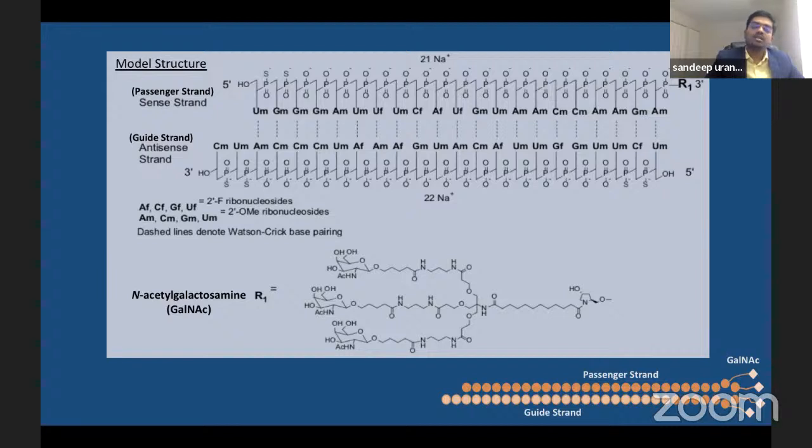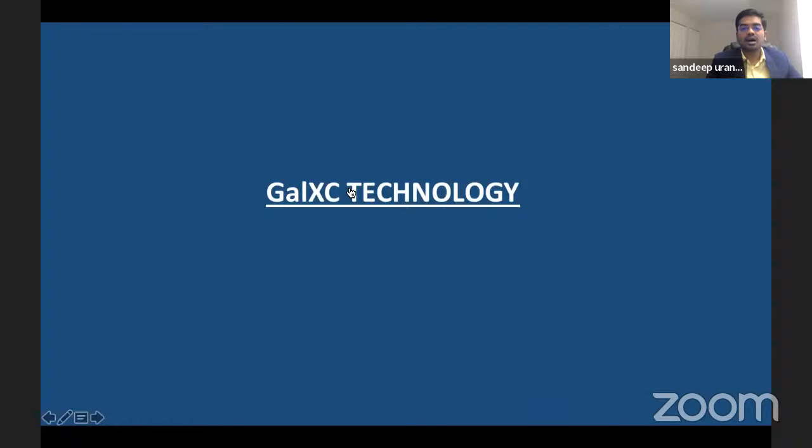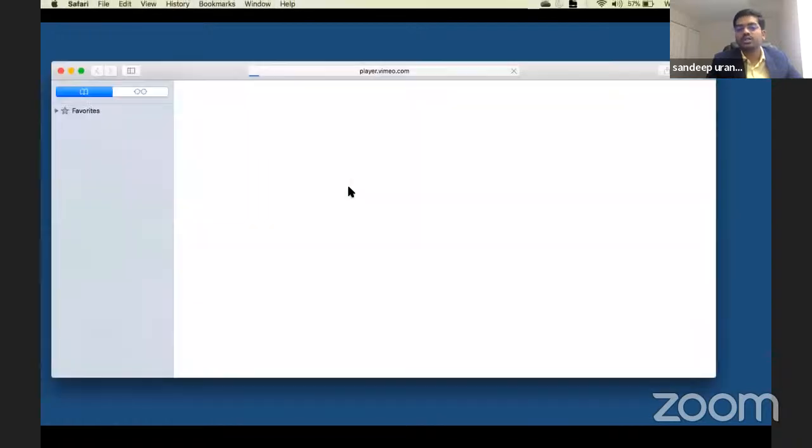To these sense and antisense strands, modifications using fluorine or methoxy help in getting stability against acidic and enzymatic degradation by protecting the glycosidic bond of nucleosides. Based on similar technology, Galaxy molecules have also been optimized for use in humans with respect to the base sequences and chemical modifications, which are proprietary trade secrets, to increase stability and mask them from the mechanisms that recognize foreign nucleic acids to avoid inducing immune system stimulation. Now let's see how Galaxy technology works in their own words.